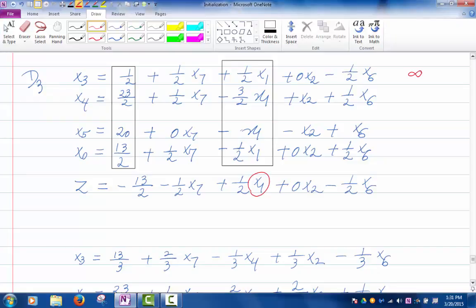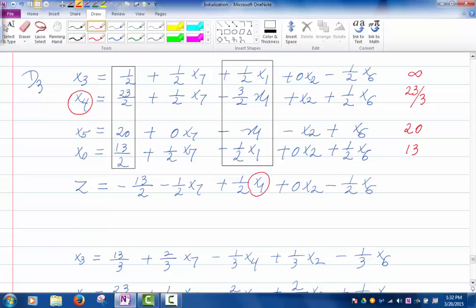It will be 23 half over 3 half, right? So what is that? 23 over 3. You agree with that? Now, from the third row, how large can I pick x1? 20, right? And in the last row, I can pick it what? 13 half over half, which is 13? Which one is the smallest? What is 23 divided by 3? Yeah, so that's the smallest, right? So I see that x4 would have to be the leaving, right?